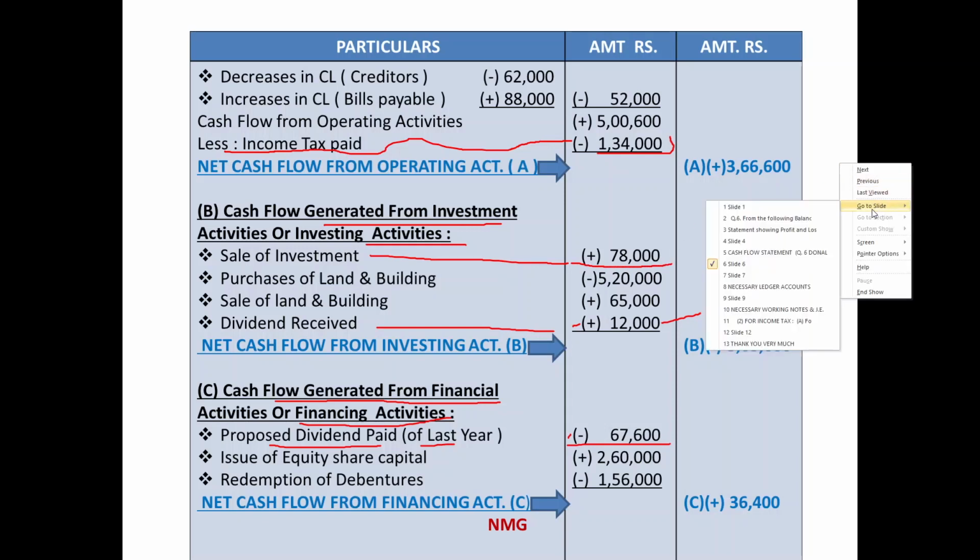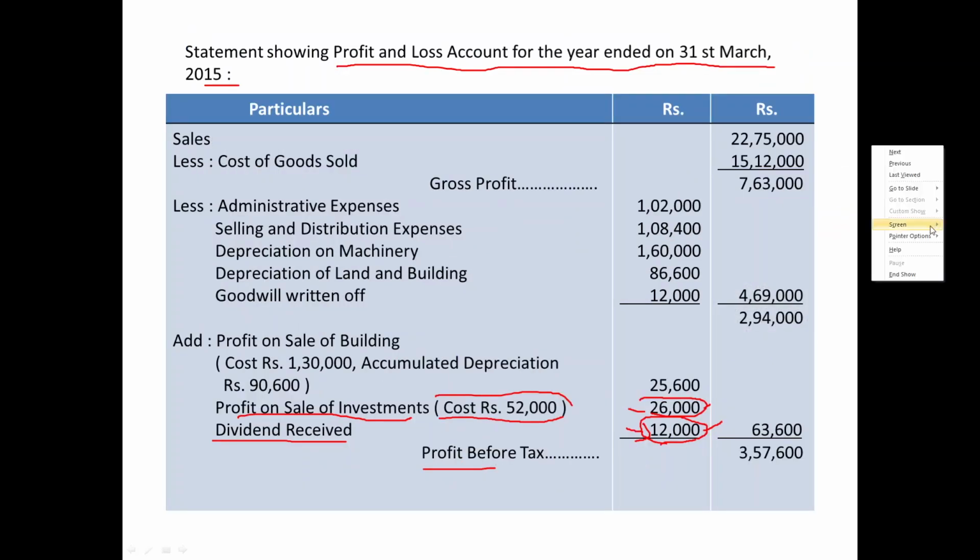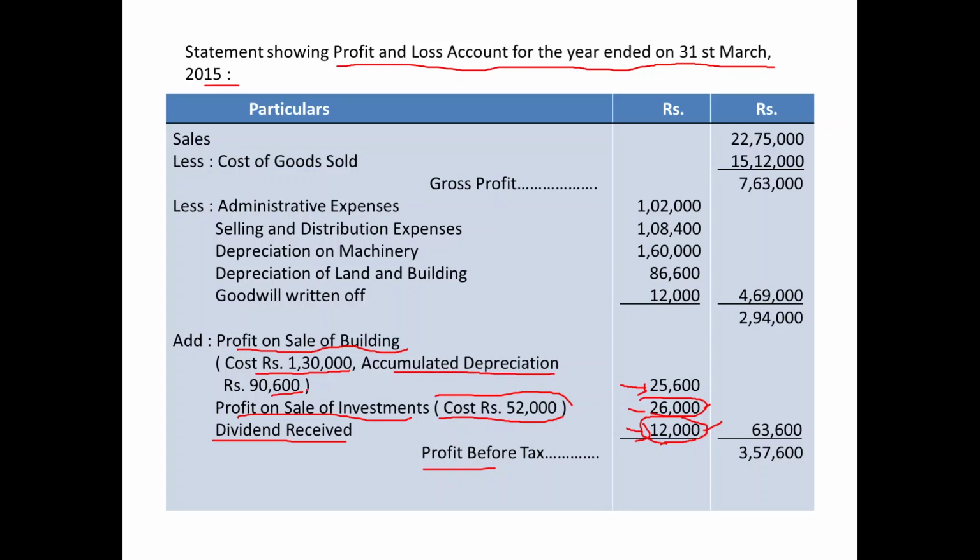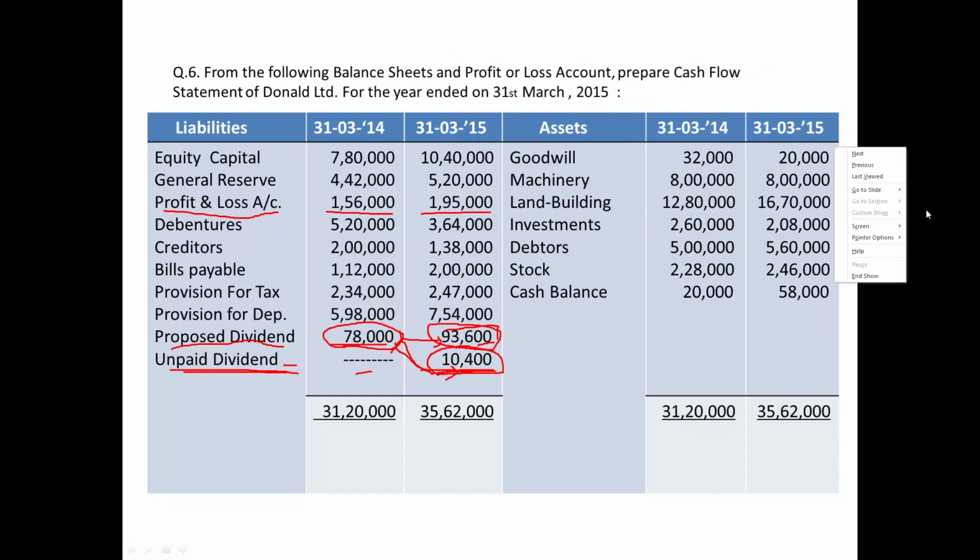Once again, the profit and loss account, we are going from bottom to top. After investment comes profit on sale of building, and the amount of profit is 25,600, into bracket cost rupees 1,30,000, accumulated depreciation rupees 90,600. This information is very important. Cost and accumulated depreciation. Let us verify the balance sheet whether the company follows the depreciation fund system or not.